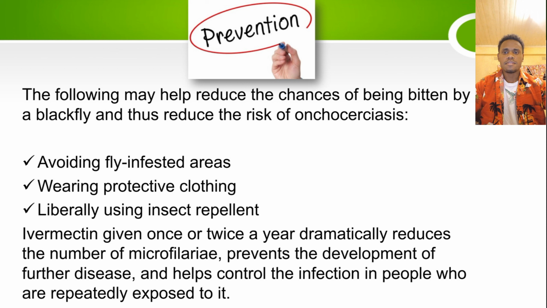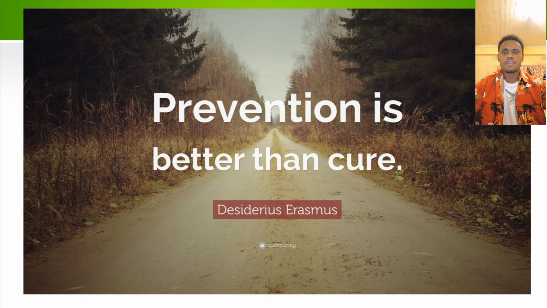So as I've already mentioned, ivermectin, an antiparasitic drug, is given once or twice a year just to help reduce the number of microfilariae, and thus it helps to prevent the development of the disease, and it also helps to control the infection in people who are repeatedly exposed to it.